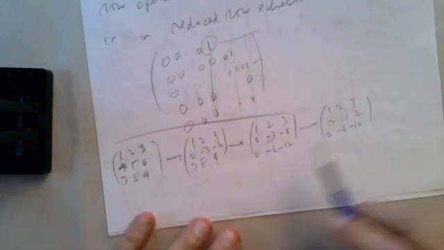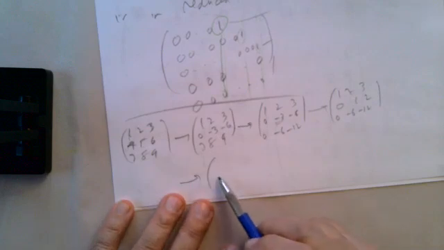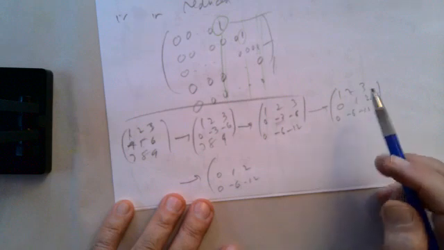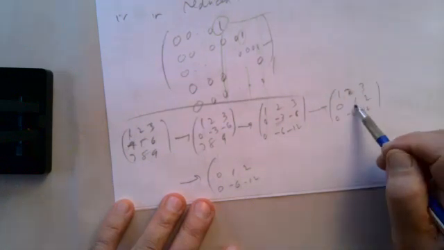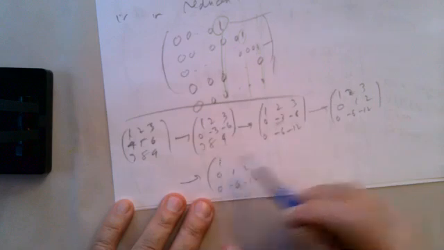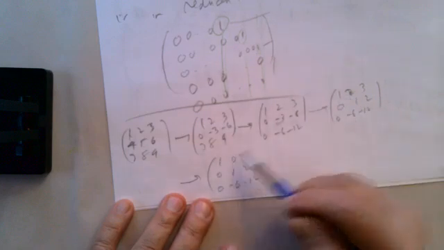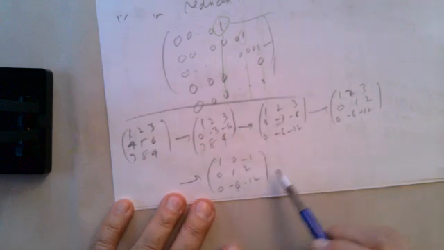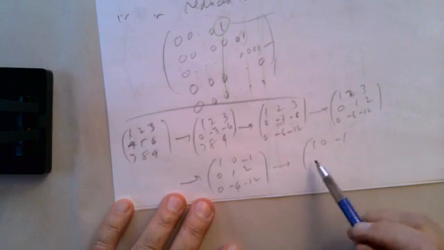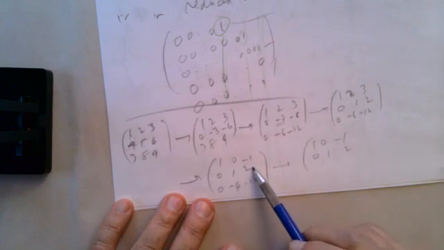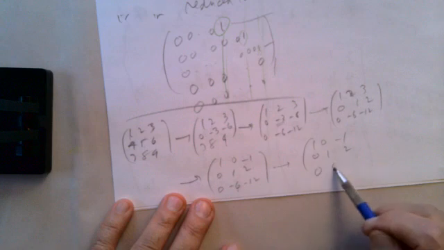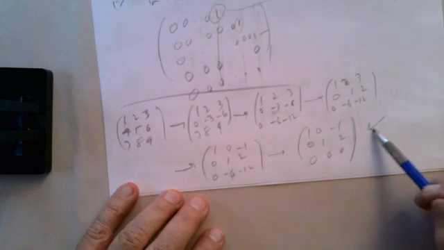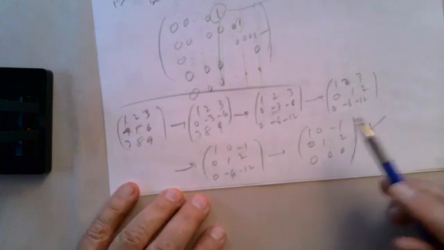Then I want this to be a 0. So I subtract twice the second row from the first row. 1 minus 0, 2 minus 2, 3 minus 4 is minus 1. And then I want a 0 here. So I multiply this row by 6 and add, and I get 0, 0, 0. And now I'm done, because this matrix is in reduced row echelon form.